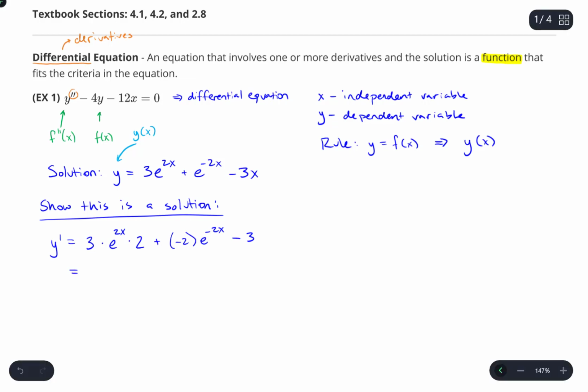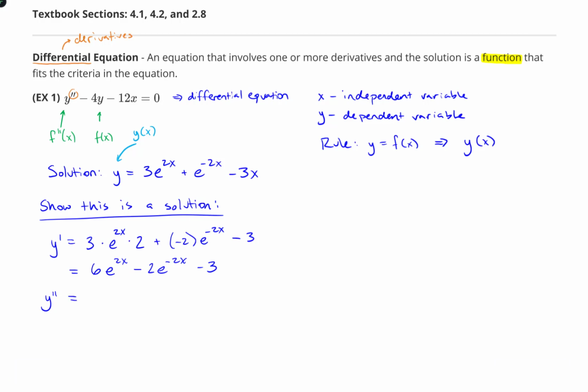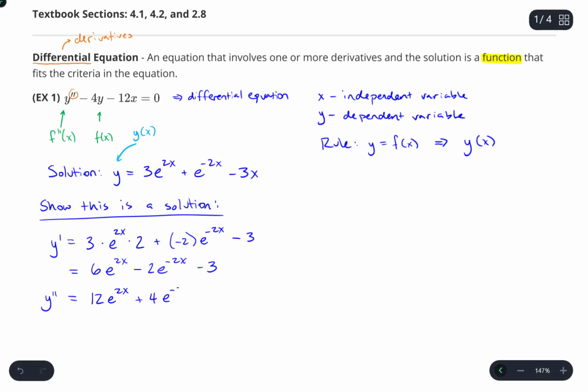And simplifying that, because we are going to take a second derivative, let's make it as simple as we can. That would be 6e to the 2x minus 2e to the negative 2x minus 3. And the second derivative then would be, you can follow what I did, but ultimately it will end up being 12e to the 2x plus 4e to the negative 2x, and the derivative of the constant, negative 3, would go to 0.